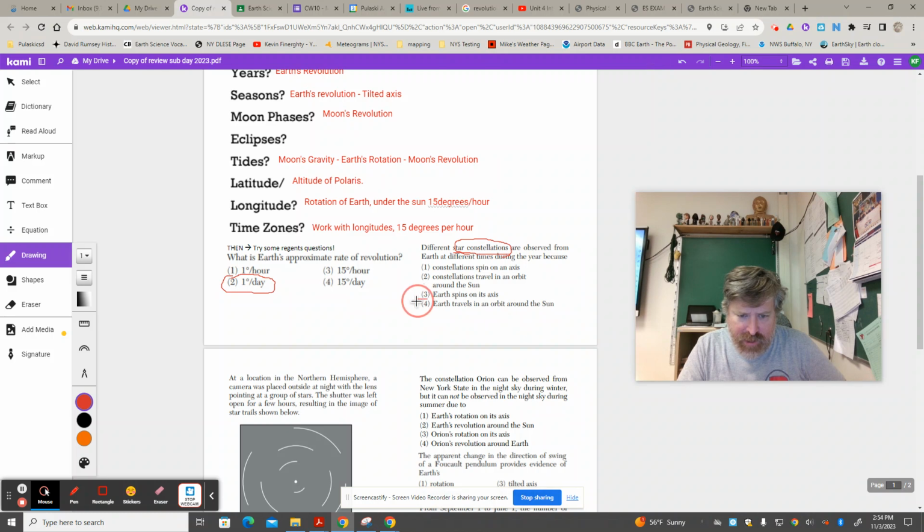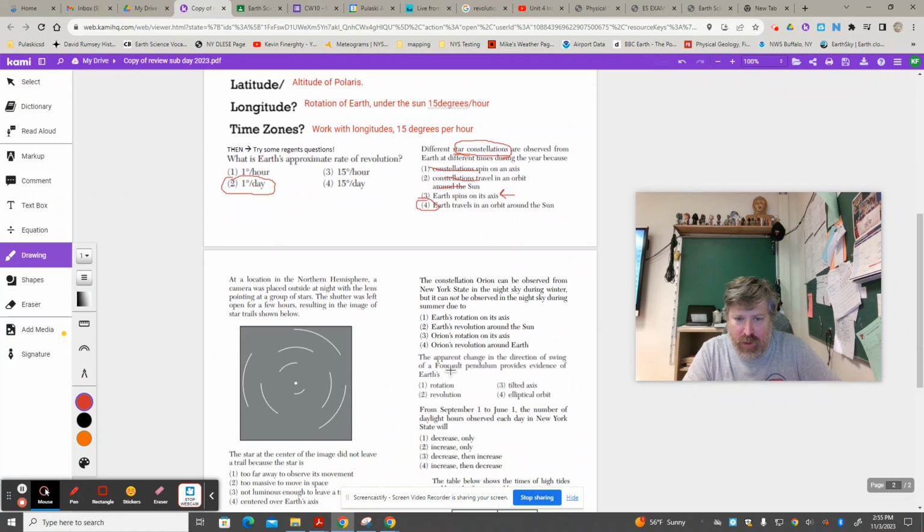Earth travels in an orbit around the sun. That doesn't happen. That's just straight wrong. And that does happen, but it's not the right answer. That would go down here with Foucault's pendulum. Foucault's pendulum is the thing that was evidence for our rotation.